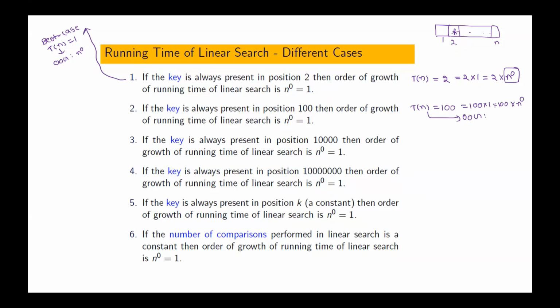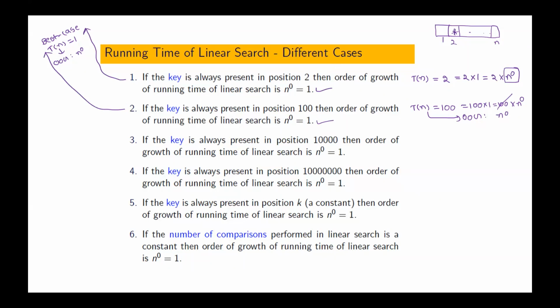100 can be written as 100 into n power 0. It is also n power 0. That means this statement is true. Even if I know that the key is always present in the 100th position, is its running time the same as the best case running time or not?